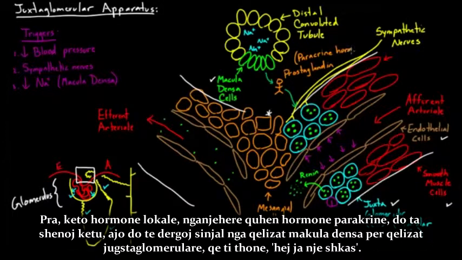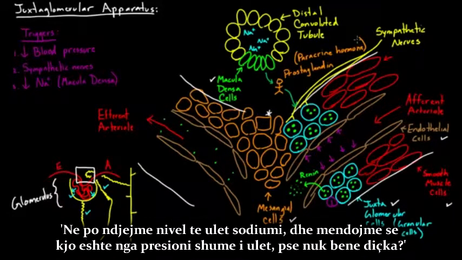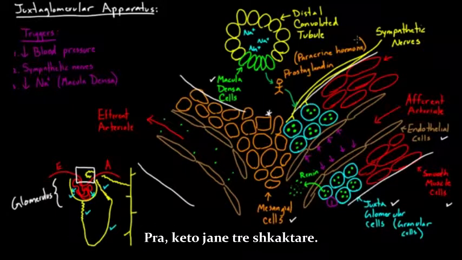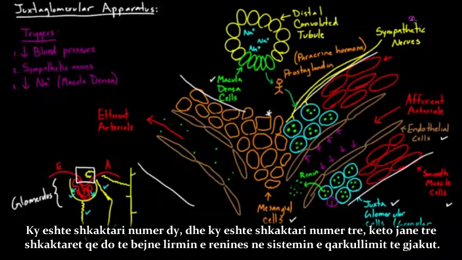is going to send the signal from the macula densa cells over to the juxtaglomerular cells to say, hey, here's a trigger. We sensed low sodium, and we think it's because the pressure is too low. Why don't you go and do something about it? So those are the three triggers. Actually, I don't think I've been good about labeling them. This is trigger number 2, and this is trigger number 3. These are the three triggers that will make the renin get released into the bloodstream.